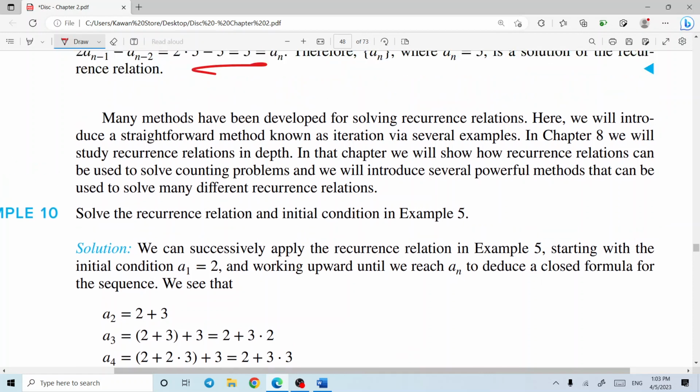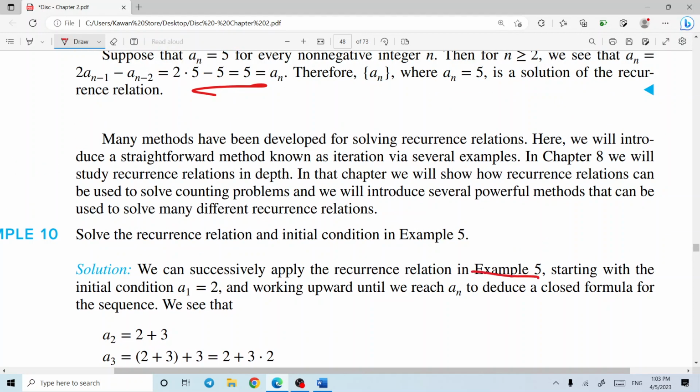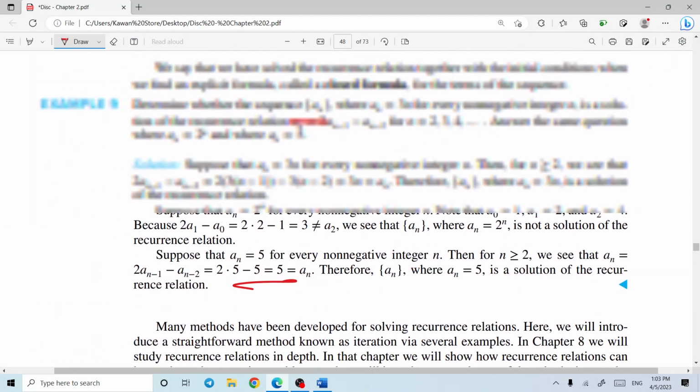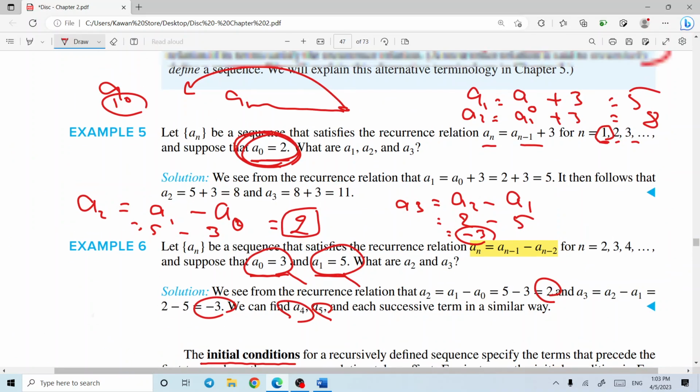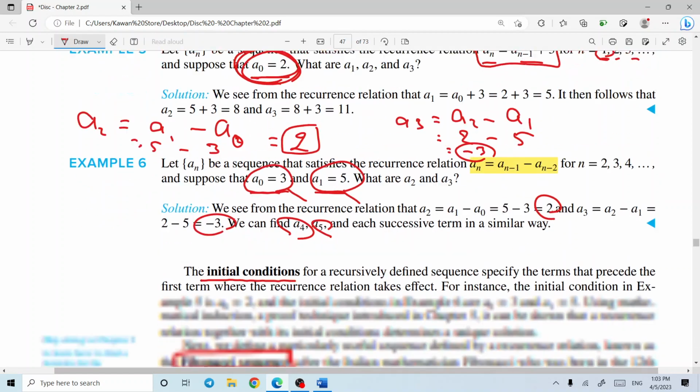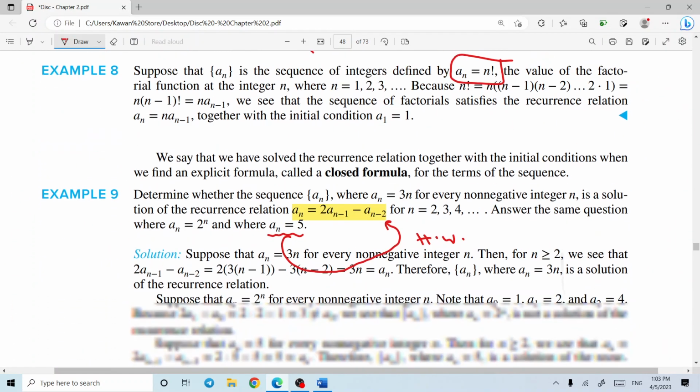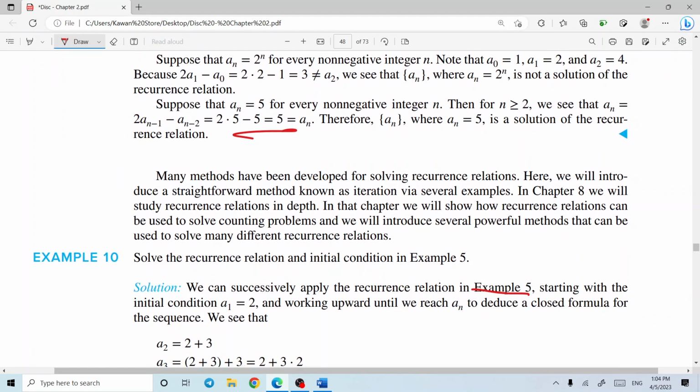Now, if you remember in example 5, what was example 5? Let me bring example 5 again. Example 5, yes, we have what? a_n equal to a_{n-1} plus 3, and a_0 is 2. Let me write from here. a_n equal to a_{n-1} plus 3, a_0 was 2. Do you remember that? Good.